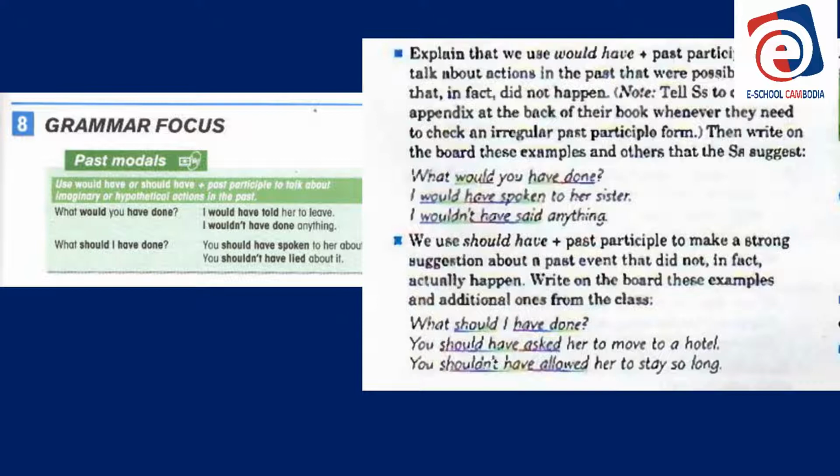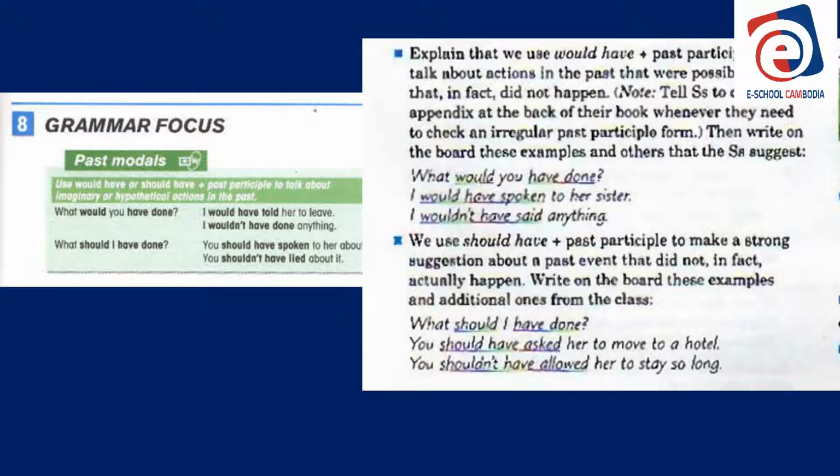Tell the students to consult the appendix at the back of their book whenever they need to check an irregular past participle form. So if you look at the back of your book, there is an appendix, some extra pages, extra information, and you can find irregular past participle forms in your appendix. Then write on the board these examples and others that the students suggest.